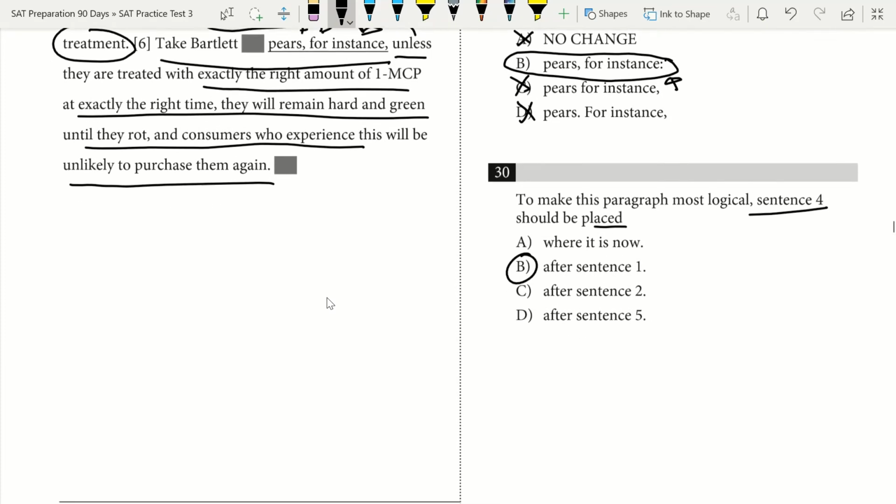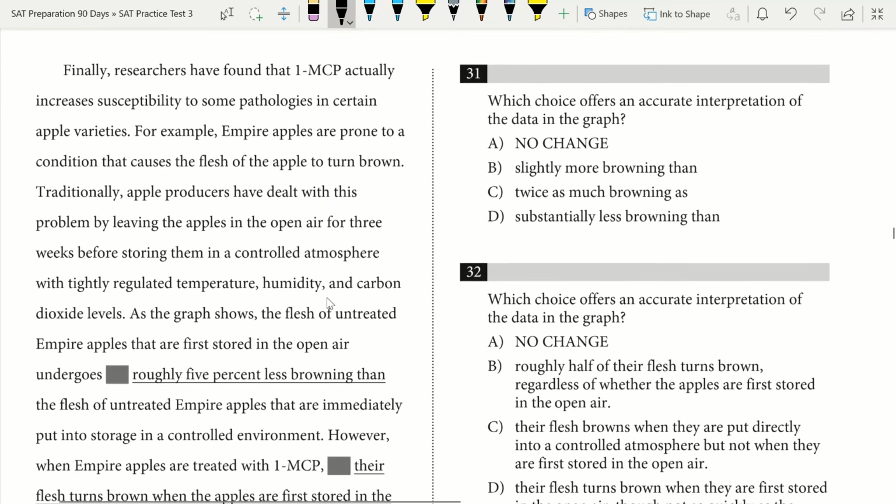All right, now we've gotten through all of those. We can go ahead and move on to our next paragraph.